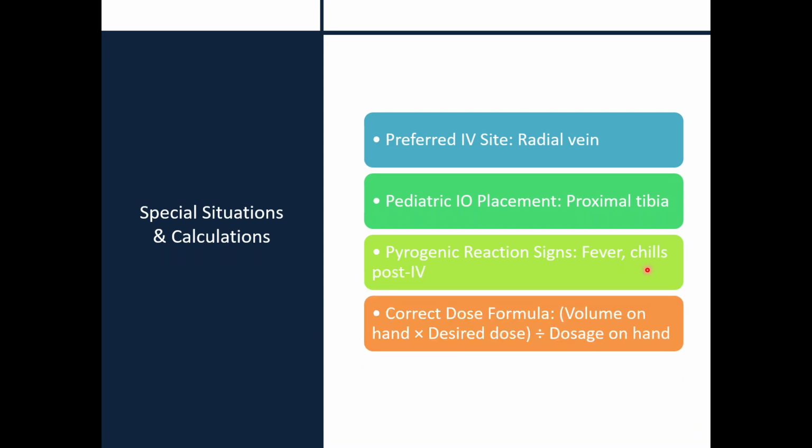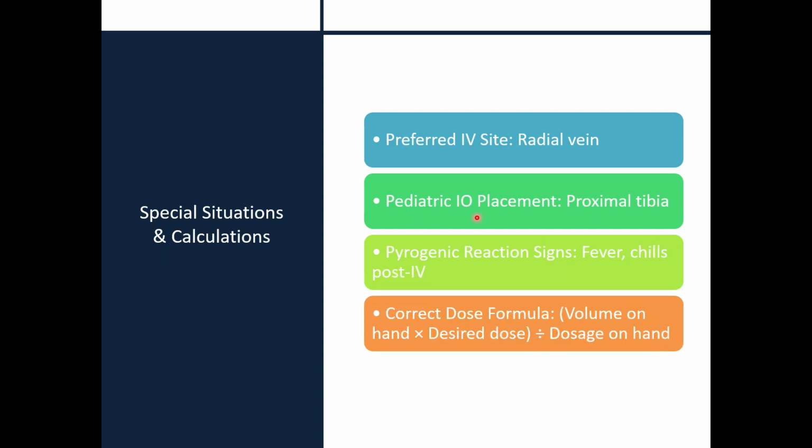So let's talk about the preferred IV site, the radial vein. Remember, I mentioned it. I call it the internus vein because even an intern can hit it. It's that vein that goes along right beside your radial on your medial aspect. So that's where that is.